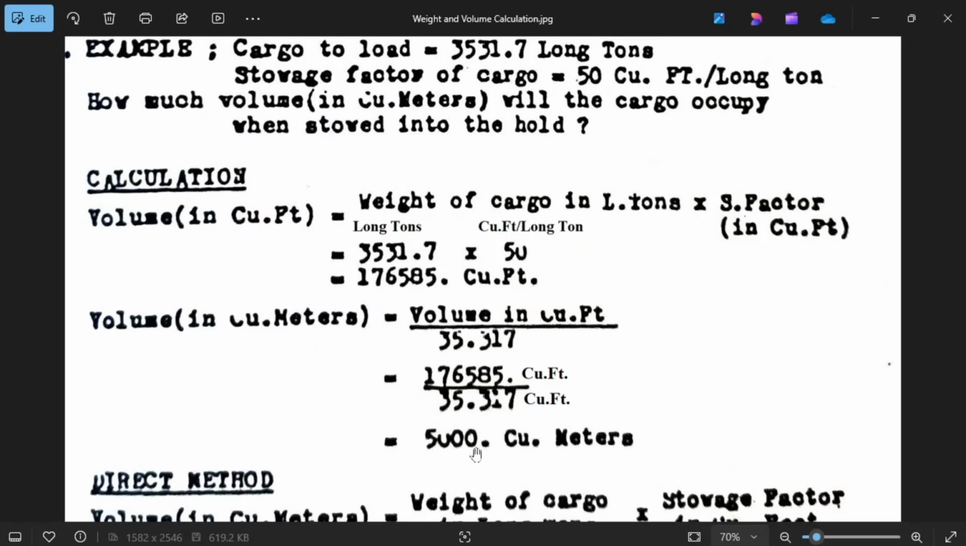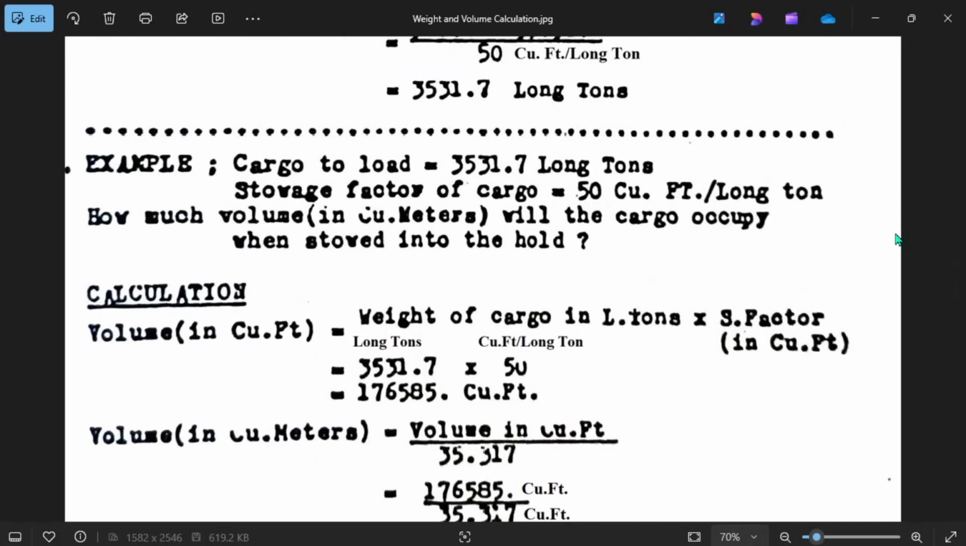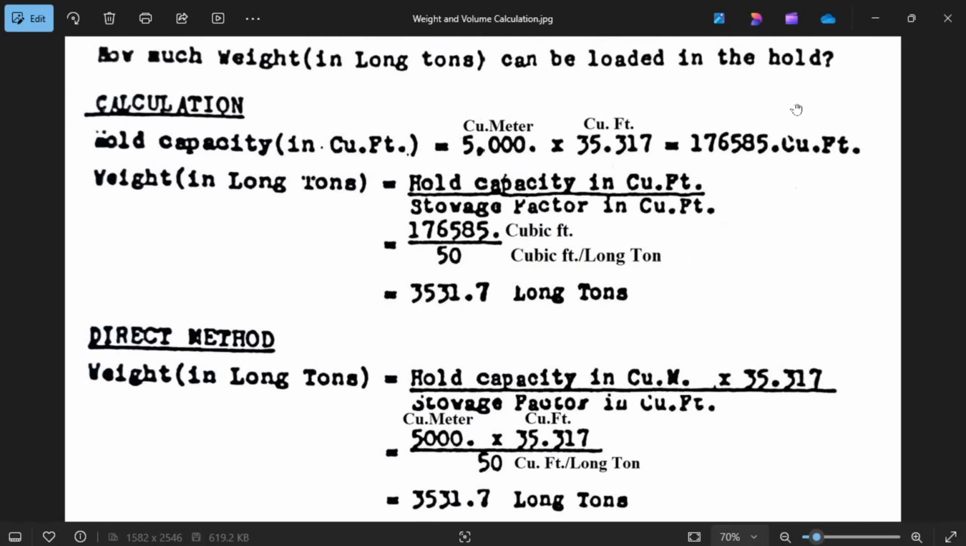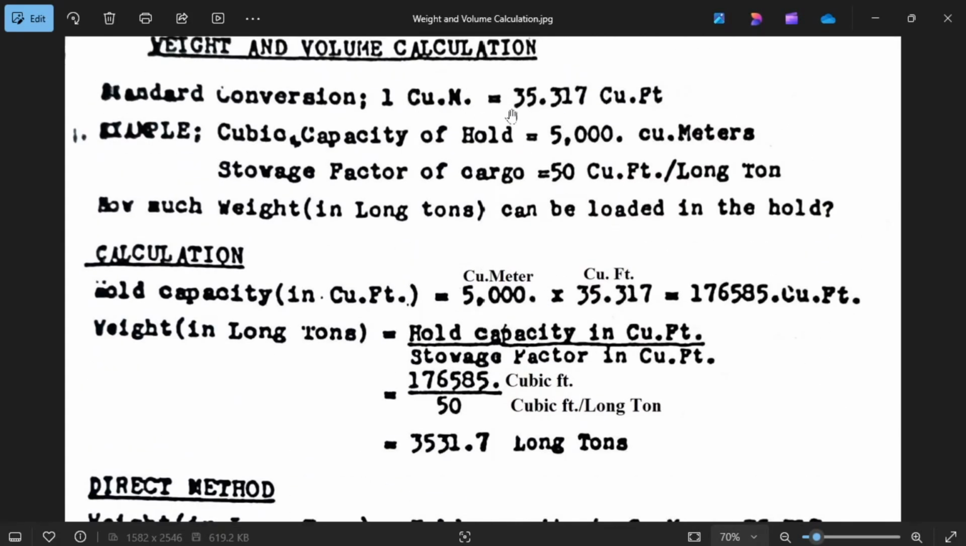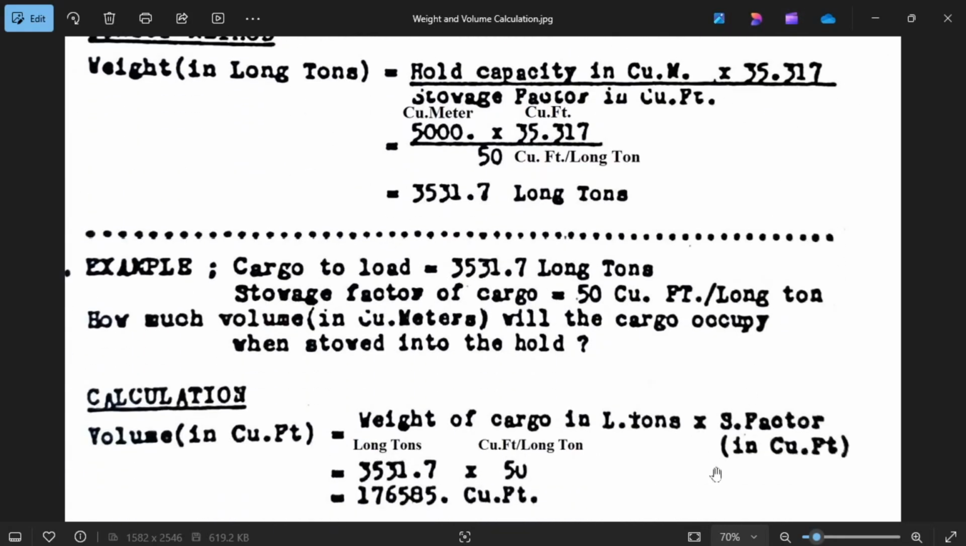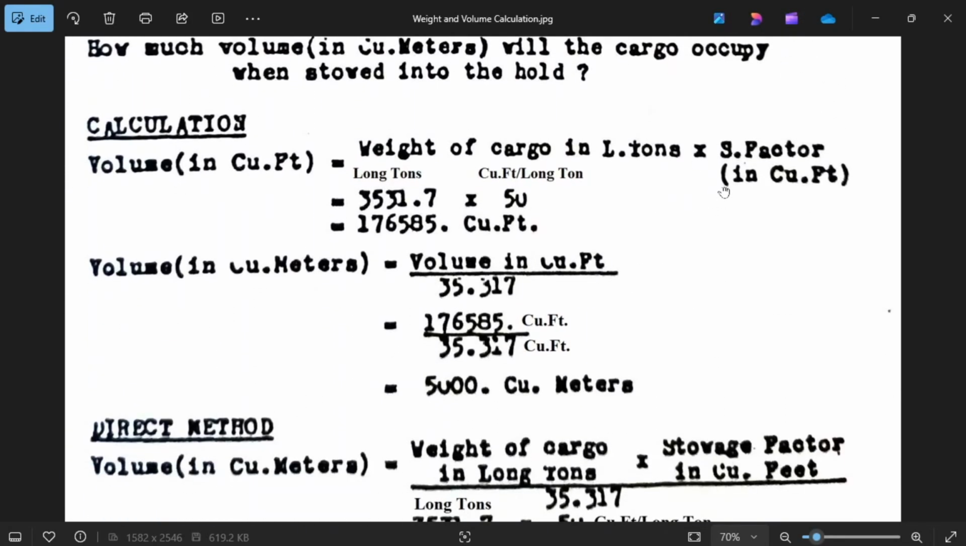Okay, so 176,585 cubic feet, you divide it with a conversion of 35.317, which is this one. So you will get cubic meters. So the answer to that will be 5,000 cubic meters.